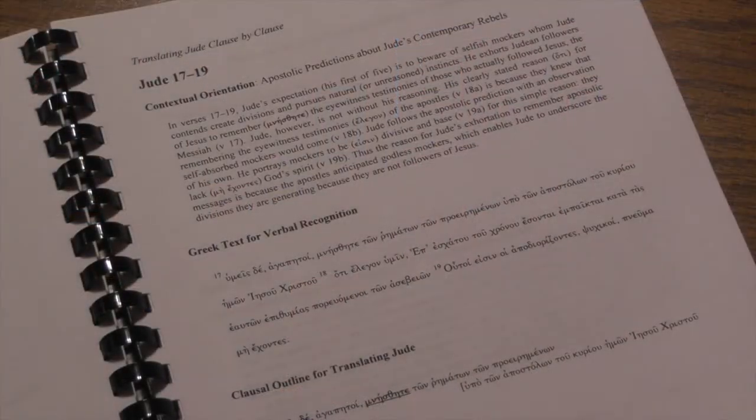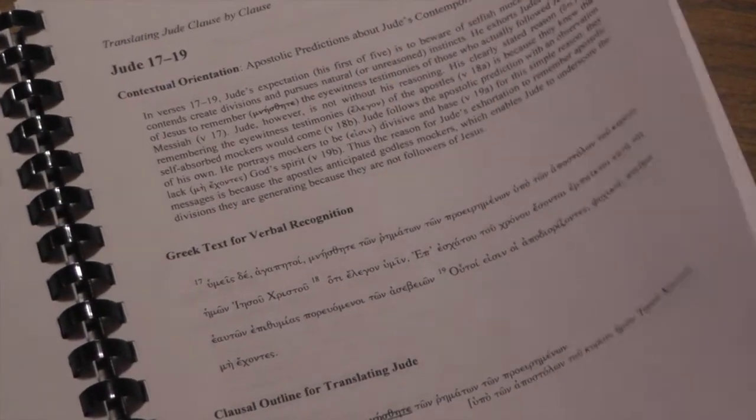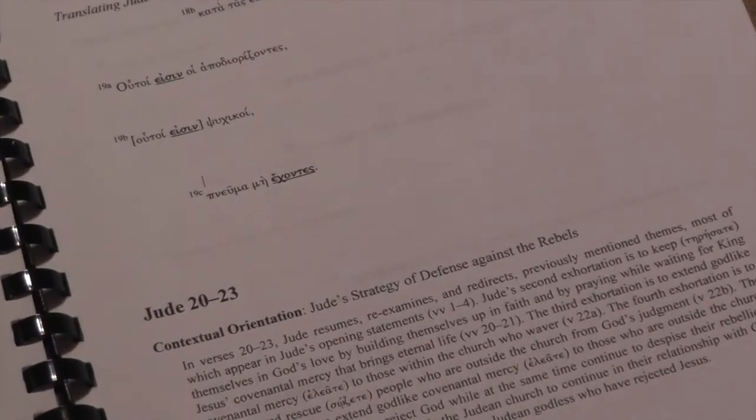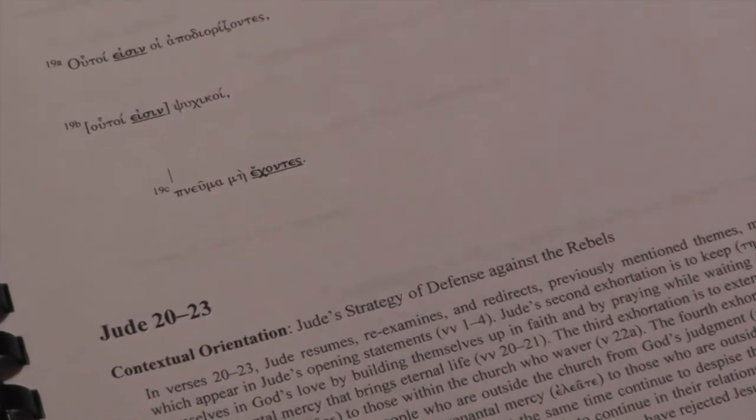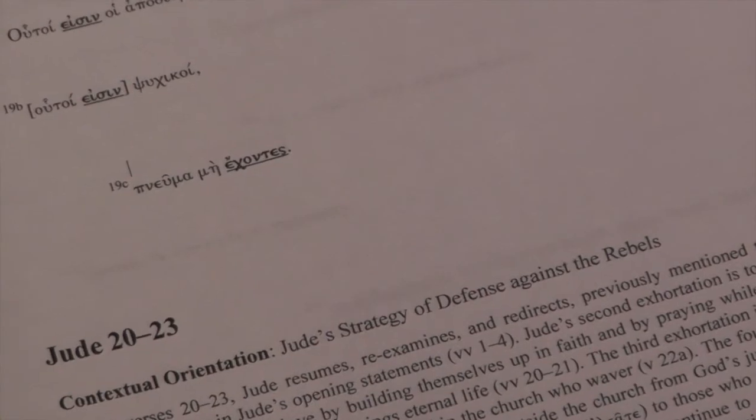The middle section of the book is where Jude is broken out into 9 units of thought. And each unit has a contextual orientation, it has the Greek text, and it has the Greek text broken out into clauses. So the contextual orientation explains what you can expect in this unit of thought, so you're not getting lost amongst the trees. You have a picture of the forest as you begin.